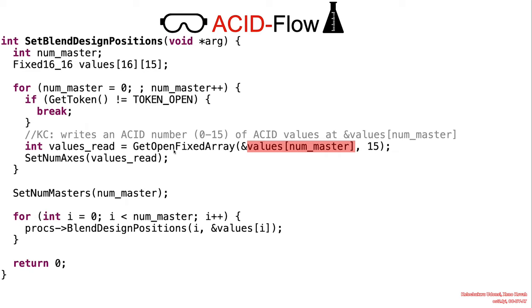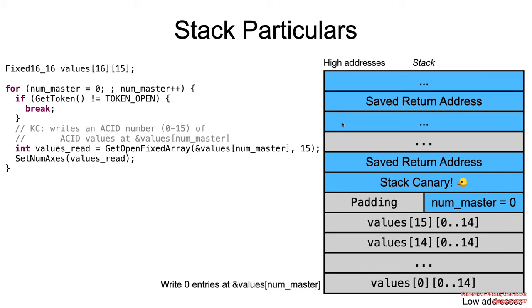However, get open fixed array actually reads up to 15 point data points from the input file. Keep in mind then that if non-masters is not bounded, then non-masters can clearly go beyond 16, which would be a clear stack buffer overrun. What makes this vulnerability particularly interesting is the nature of the writes.